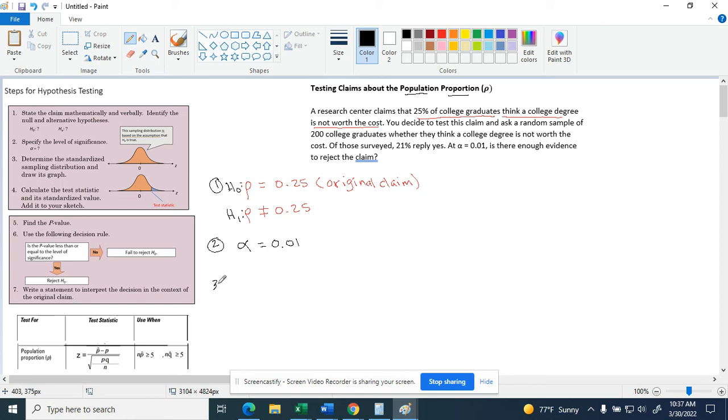Step number 3, you're going to see some fancy words here, but basically step 3 is to draw a picture. And what picture are you drawing? A bell-shaped curve. You're going to shade one of the tails of this bell-shaped curve. Who decides which tail you're going to shade? Always go to step 1 and look at H1. If H1 says not equal, it means you're shading both tails. That's what I'm doing here, and that's all step number 3 involves.